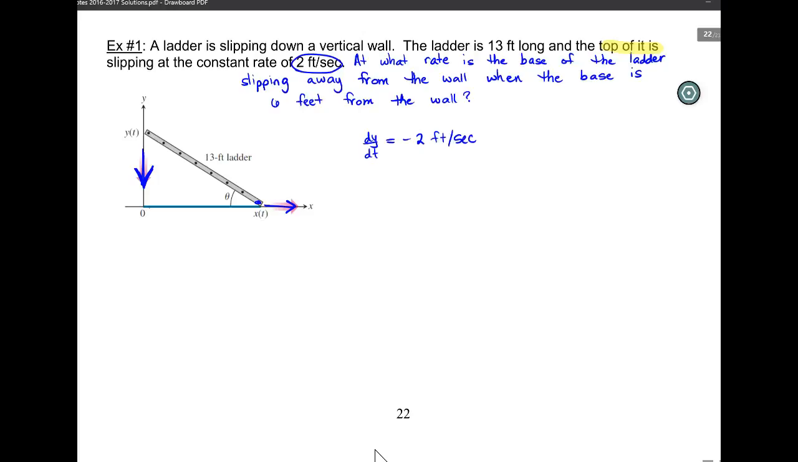Now, what are we looking for? We're looking for the rate that the base of the ladder is slipping away from the wall. So that's our x. That's going this way. So we are trying to find dx dt. Anything that we know is constant? Well, the actual ladder. The ladder is 13 feet. So that doesn't have a variable. So since this is x, this is y, we'll say z is 13.